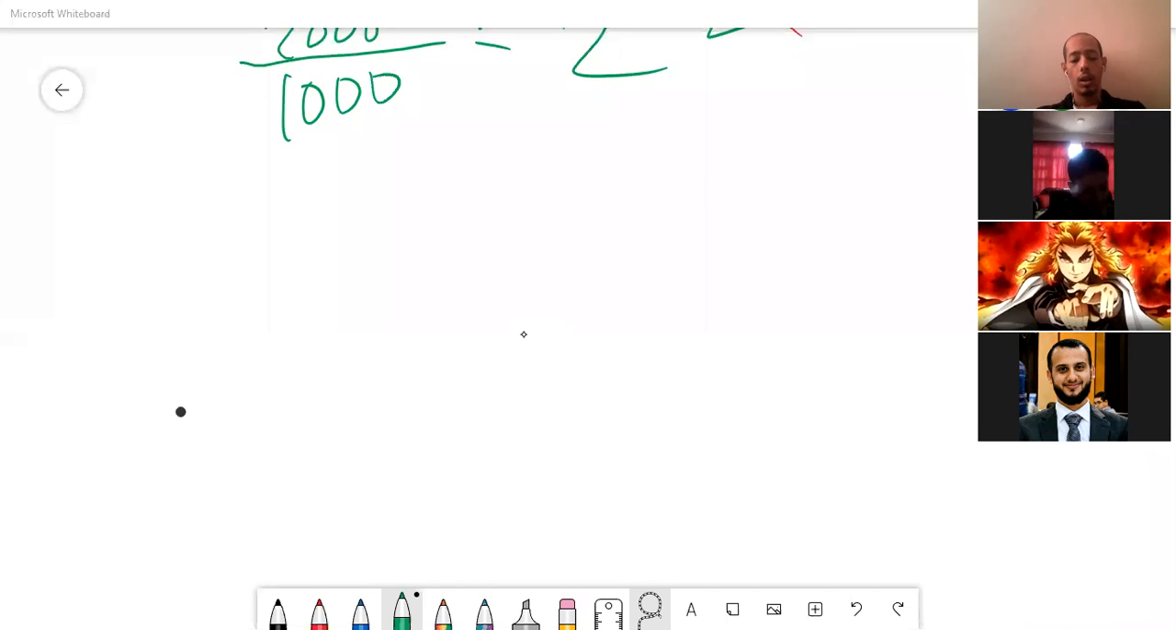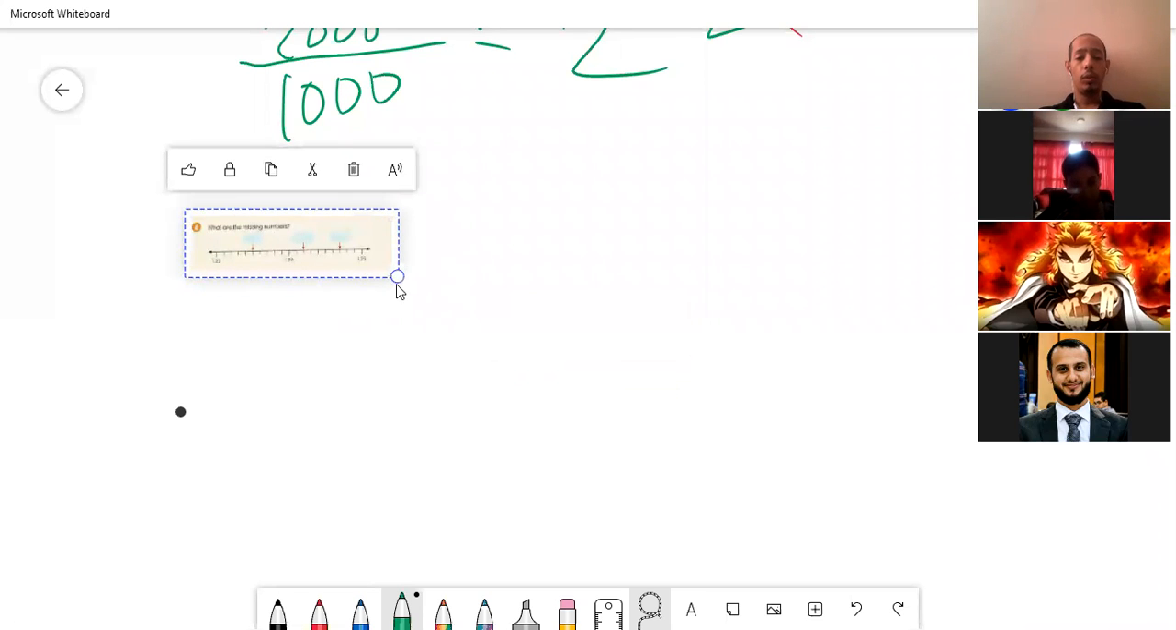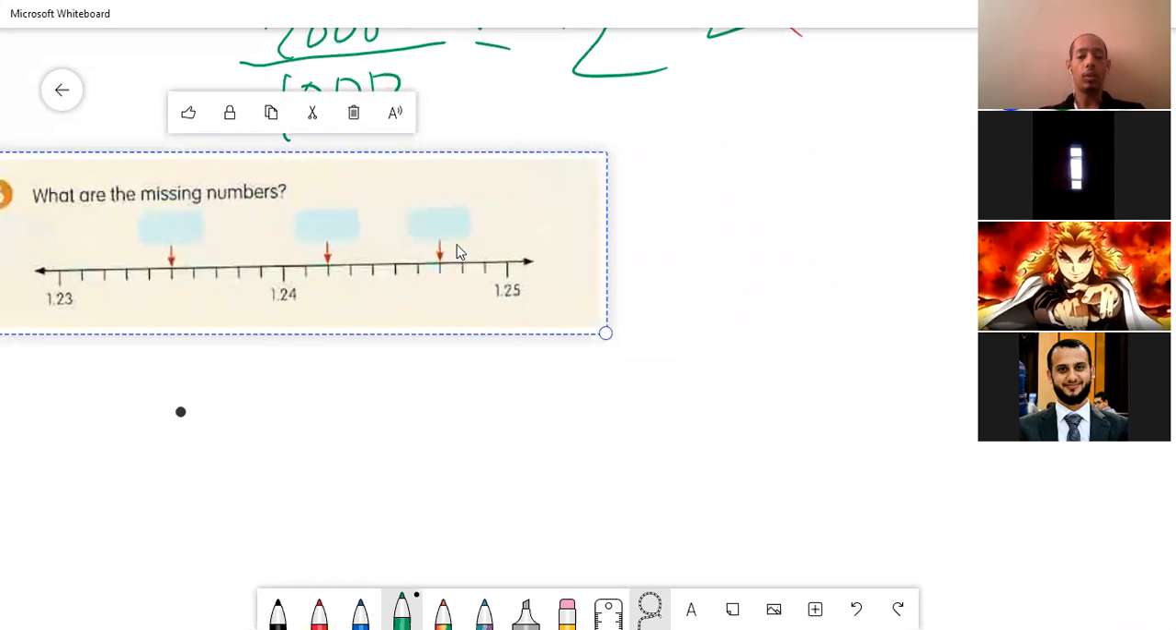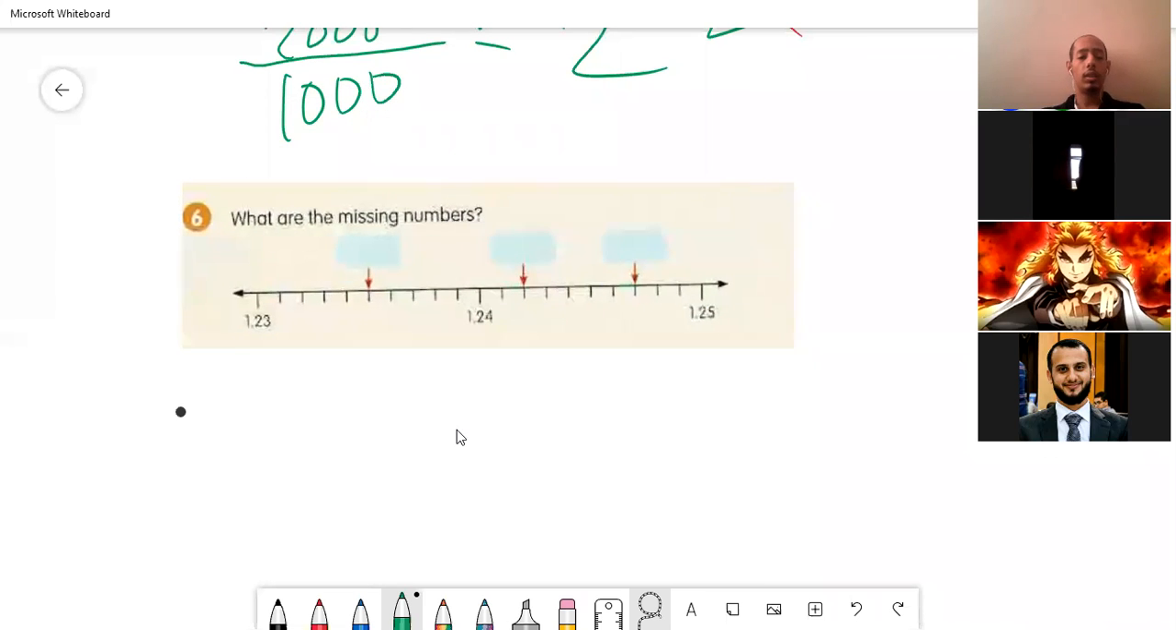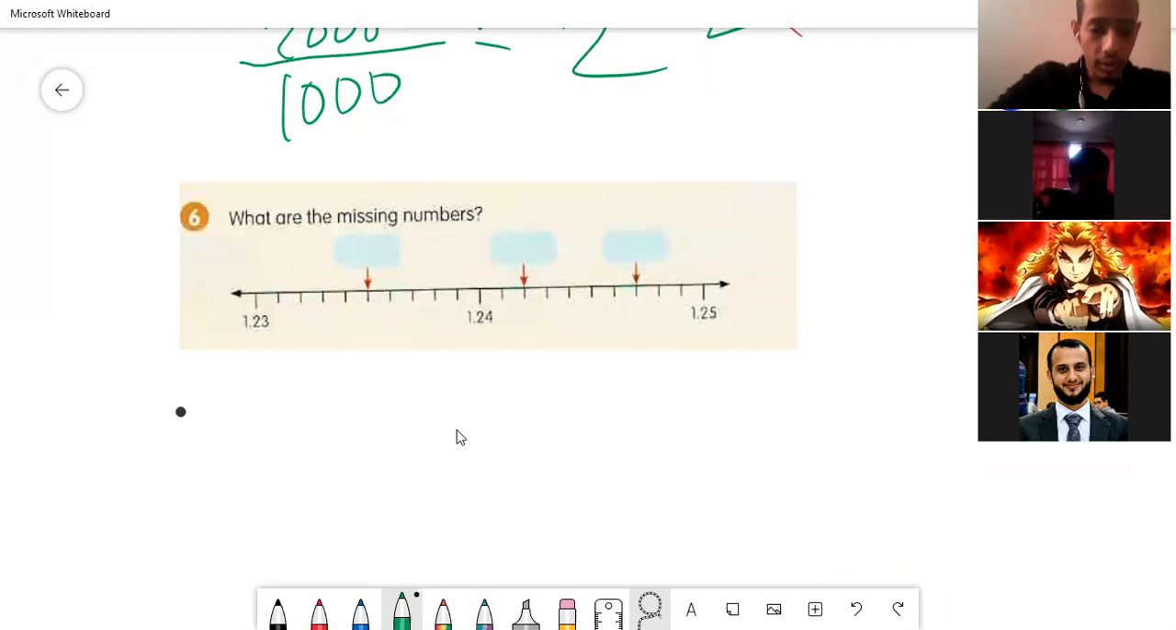This is not going to be in the exam, but I'm going to explain it because many of you didn't answer it in the homework. What are the missing numbers? We have decimals here, right? In this number line, we have decimals.